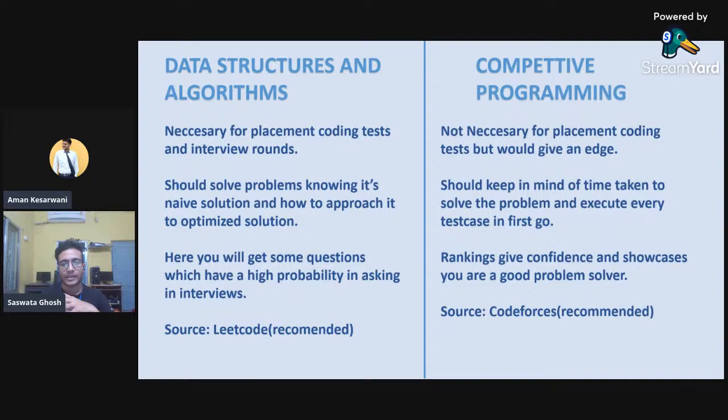Now coming to the data structures part. Let me clear one thing. I am recently a 4-star at CodeChef and a Pupil coder at Codeforces. I have recently joined Codeforces and experienced a lot, like competitive programming doesn't need data structures and algorithms knowledge as such. Yes, it doesn't need it, because let me clear one thing.